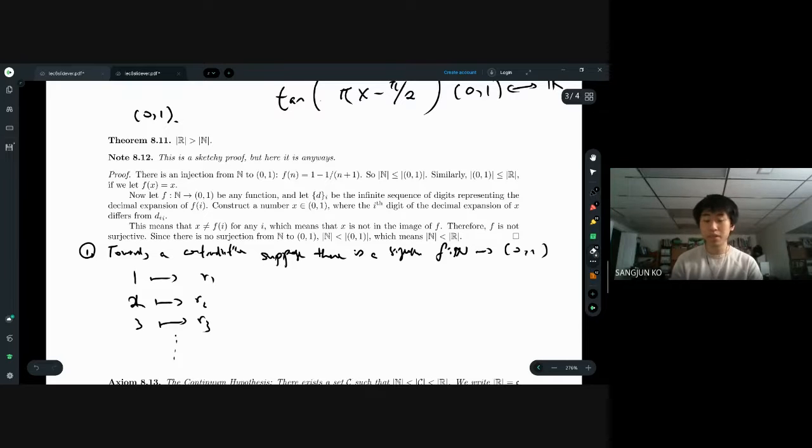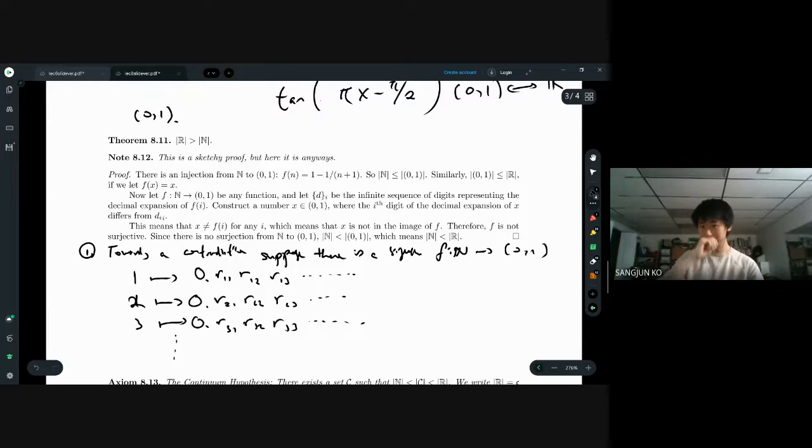Now, these numbers all have decimal expansions. We're going to take that for granted, right? So I'm going to write them as 0.r11 r12 r13 etc., and 0.r21 r22 r23 etc., and 0.r31 r32 r33 etc. Okay, so we're going to take the decimal expansion of each number in this sequence over here.